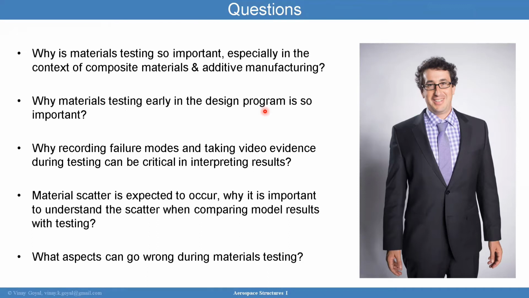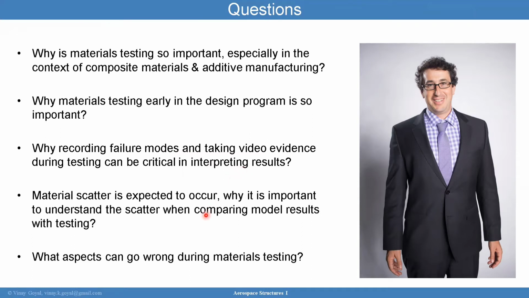And the second thing I think we learned from Dr. Rom today, and Dr. Rom, please correct me if I'm getting anything wrong, is that recording failure modes is quite important, because it can help you understand the failure sequence of events, which can really help you interpret the results you got. And in many cases, it can help you understand whether there's too much scatter in the data, and maybe some of the samples don't belong because maybe they failed at the grip.